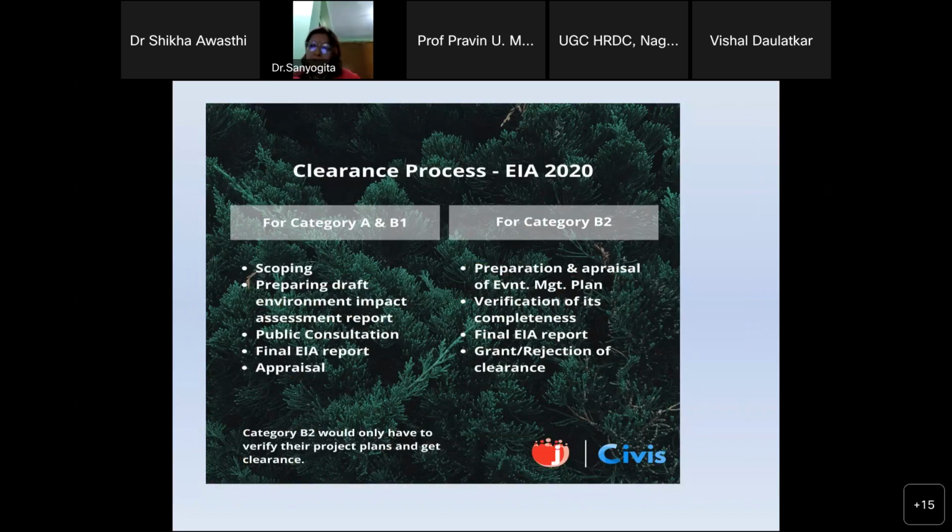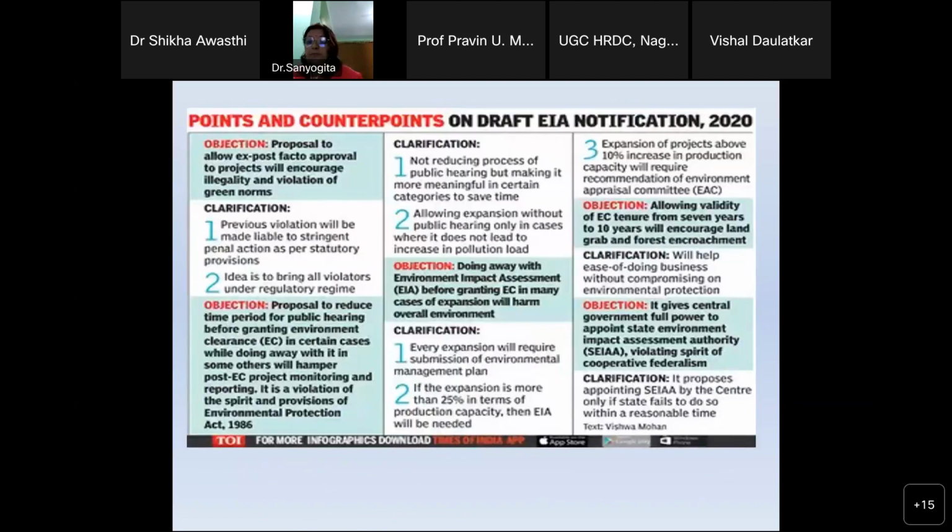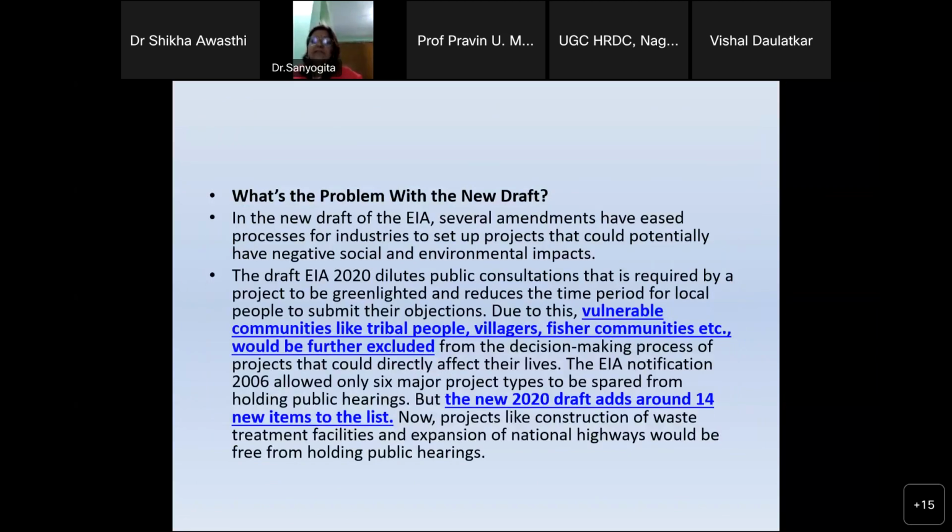That had to end by June, but due to COVID the deadline was extended to August 11. The people put forward millions of comments against the problems which arose. For example, according to EIA 2020, the public involvement does not remain an important part. Second, the clearance which should come first, even if the project gets implemented, can be taken afterwards. So these are the loopholes by which the public will feel that more interaction with the public has been set aside, as well as the environment parameters, in the draft notification of EIA, that is 2020.